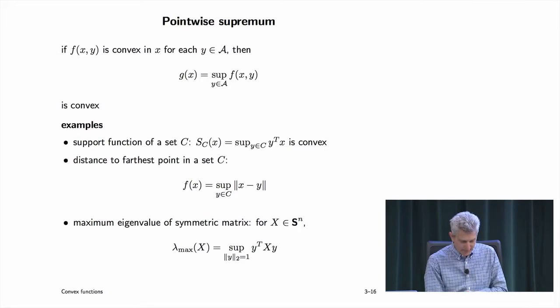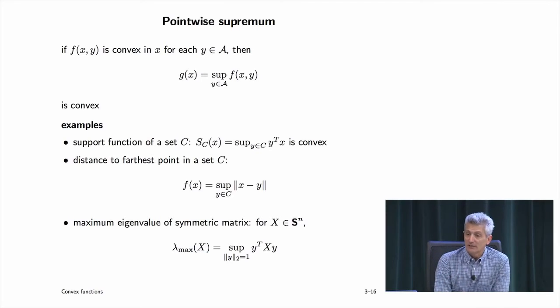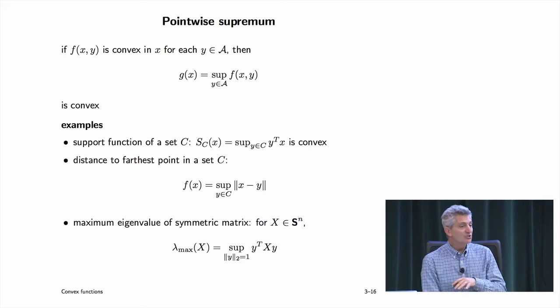Okay. Well, this idea extends actually to infinite sums. And it's the same way, if you go back to the epigraphs, it's the same way it says that the intersection of an arbitrary number of convex sets is convex. So here, pointwise supremum means you can have the supremum over an arbitrary set of functions, right? An arbitrary set of convex functions.